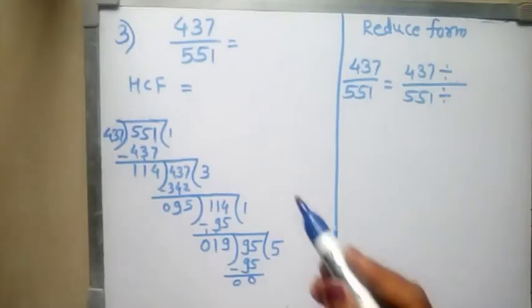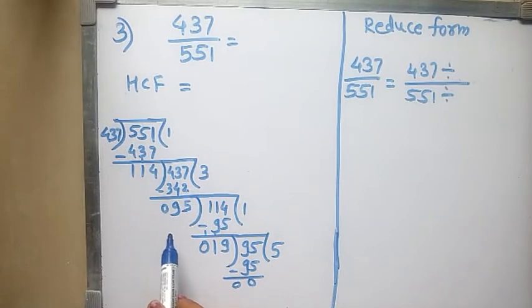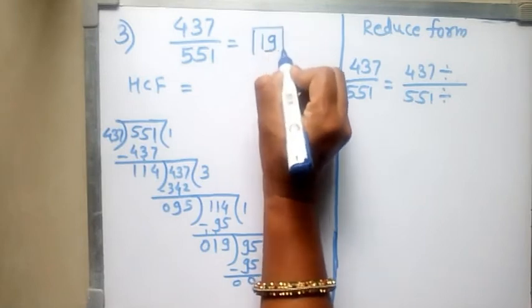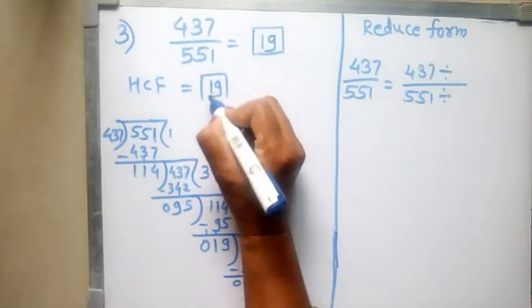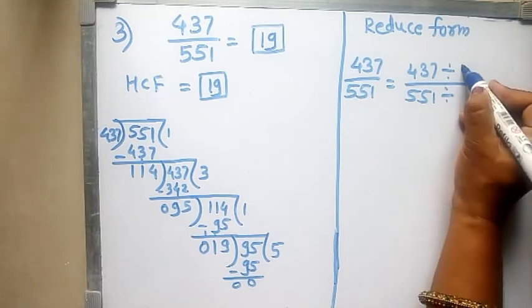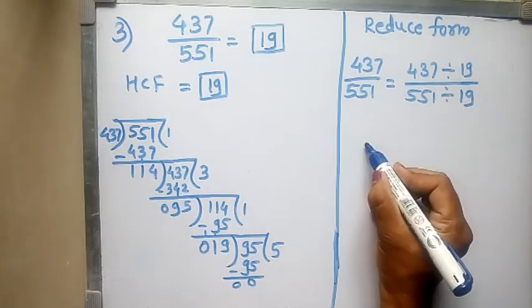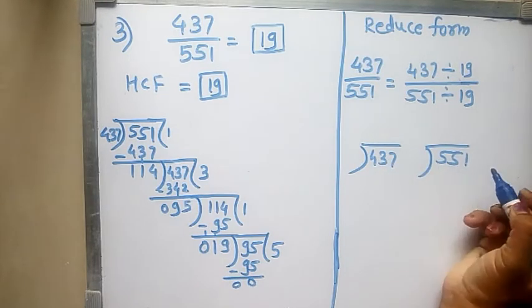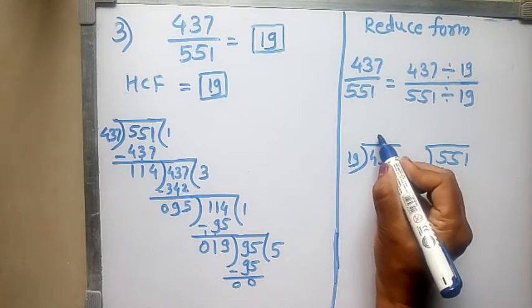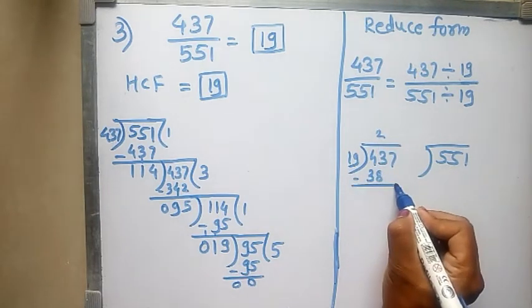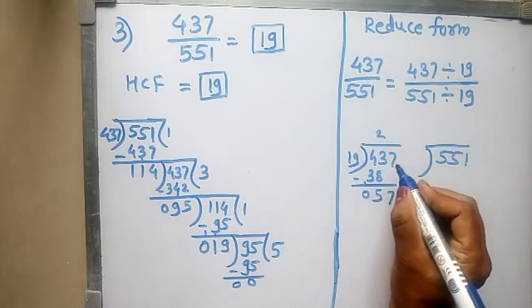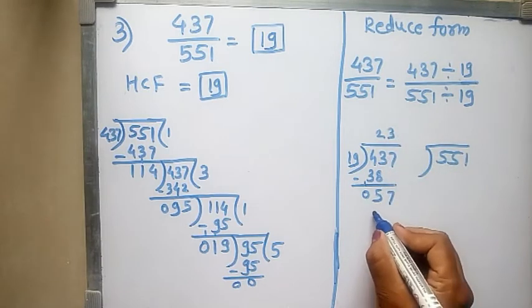Third, 437 divided by 551. SCF is 19. 437 upon 551 divided by 19. 19 2s are 38. Remainder 5. I take 7. 19 3s are 57.